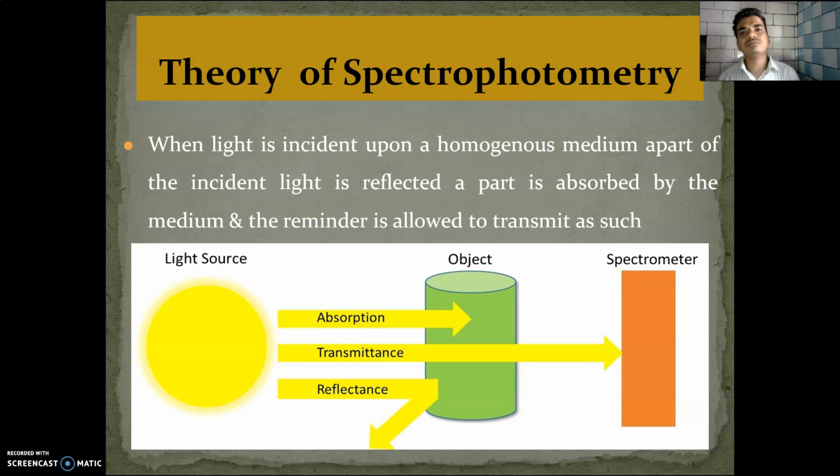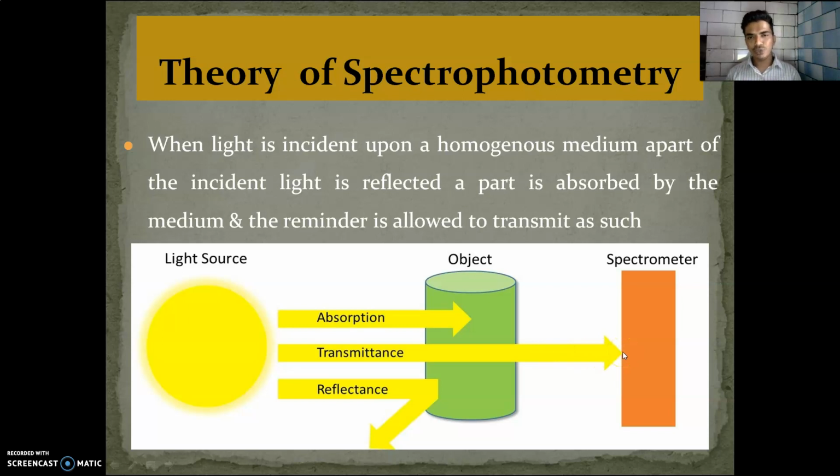Then the theory of spectrophotometry. The theory of spectrophotometry, particularly UV and visible, is the same. When light is incident on a homogeneous medium, a part of the incident light is reflected, a part is absorbed by the matter, and the remainder is transmitted.